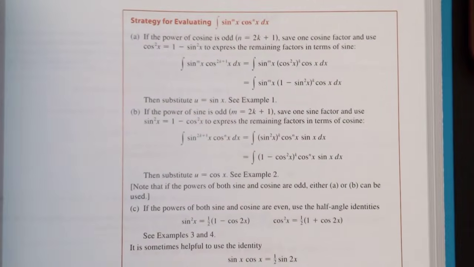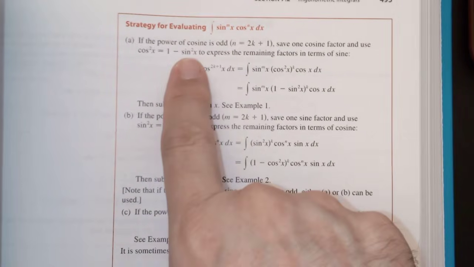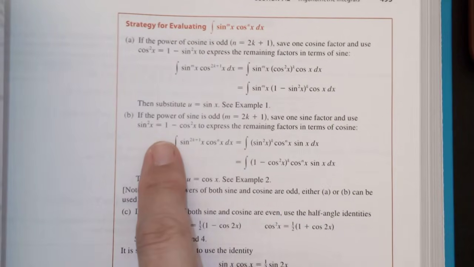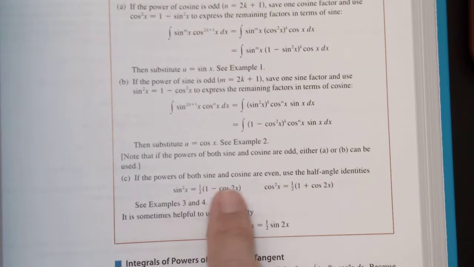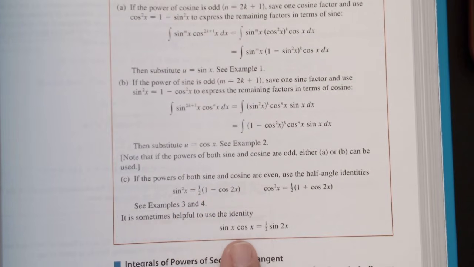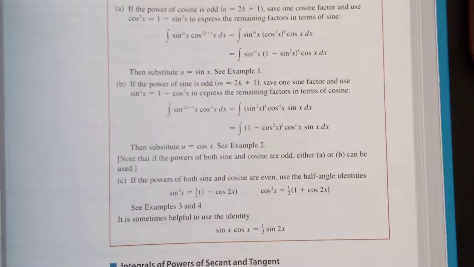Page 495, box. If you've got an odd power of cosine, pull 1 cosine off. If you've got an odd power of sine, pull 1 power of sine off. If the powers are both even, here are our square reducing identities. Sometimes, if the powers are equal, we should use the sine version. Page 495.